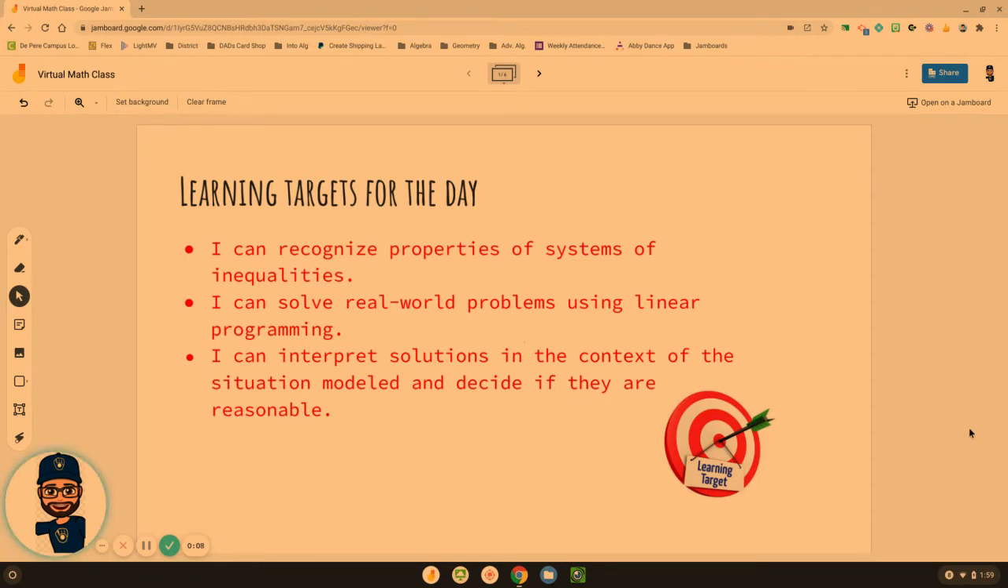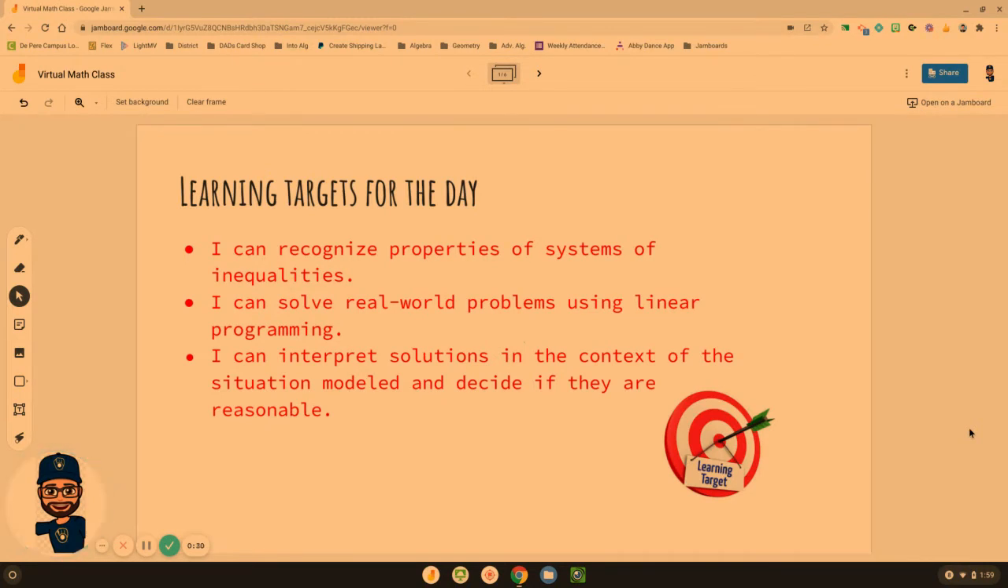Today we're going to continue working on our systems of inequalities, but begin an introduction to what is known as linear programming. So we're still taking these concepts that we've learned, properties of systems of inequalities. Can you solve real-world problems using linear programming? And can you interpret the solutions in the context of a situation modeled and decide if they're reasonable?